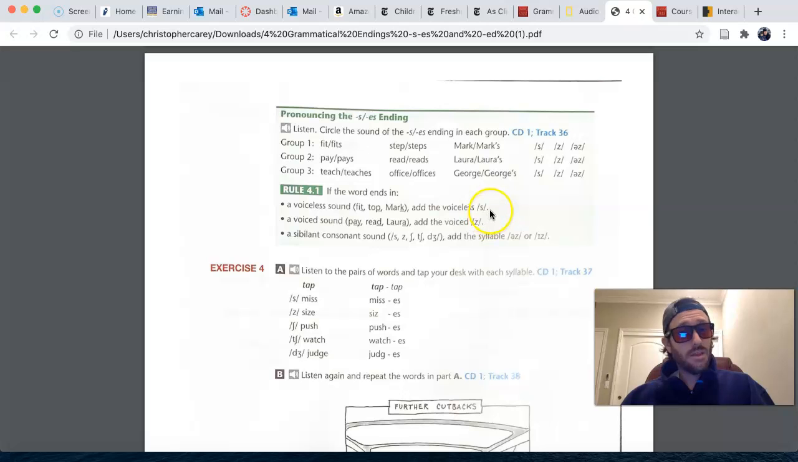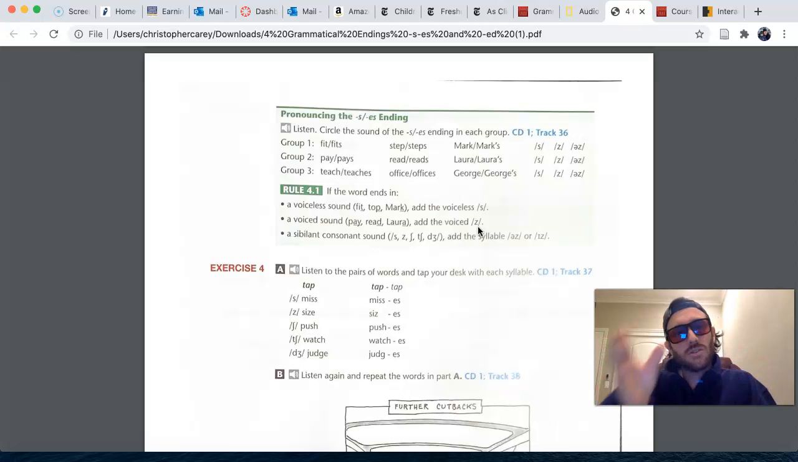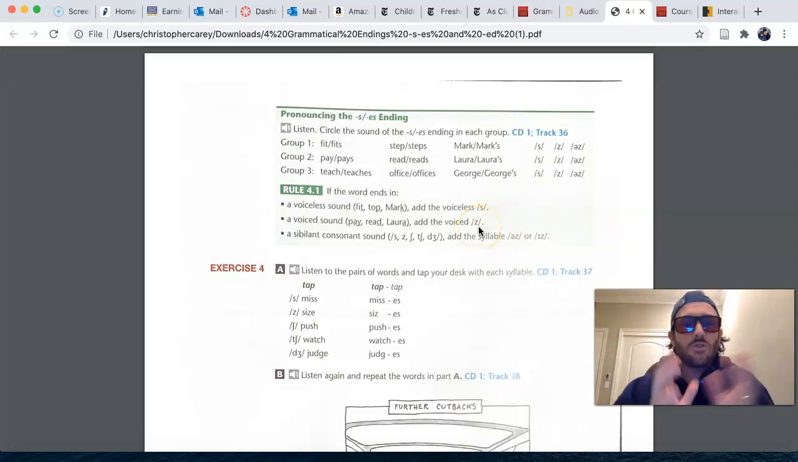Voiceless consonant sound. Voiced consonant sound. So you can see that it kind of flows. It makes sense, right? Voiceless matches voiceless, and voiced matches voiced. I mean, S is a voiceless consonant sound, right? And Z is a voiced consonant sound. So this makes sense that the two would match.